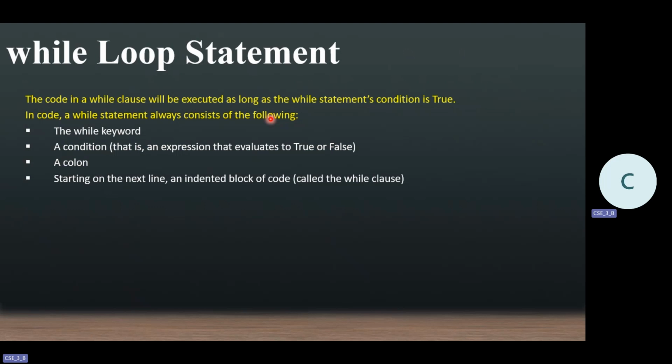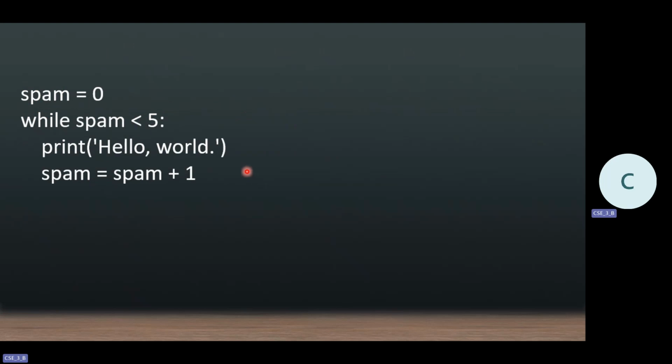Next we discuss the components of the while loop statement: the while keyword, the condition, that is an expression that evaluates to true or false, a colon, and then starting on the next line, an indented block of code. Let us understand with an example. We can see here while is an entry control loop. Before you enter into the loop, some condition has to be satisfied.